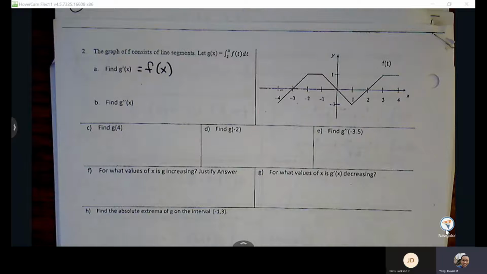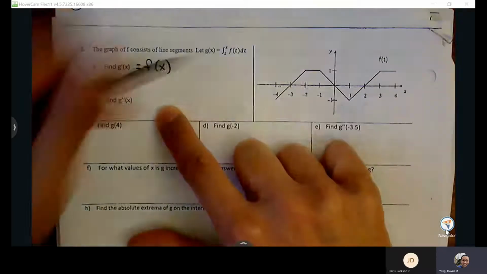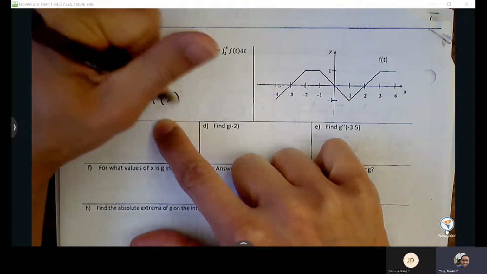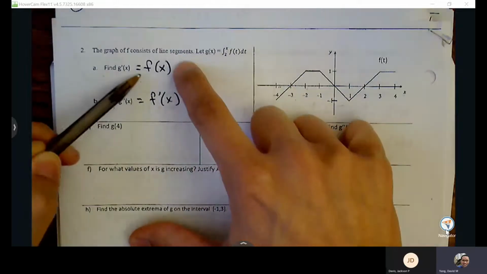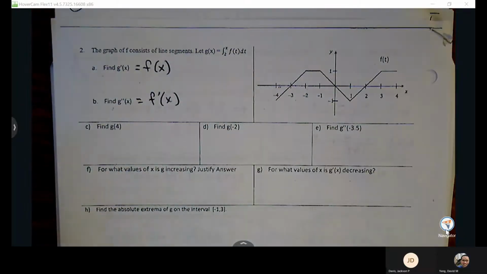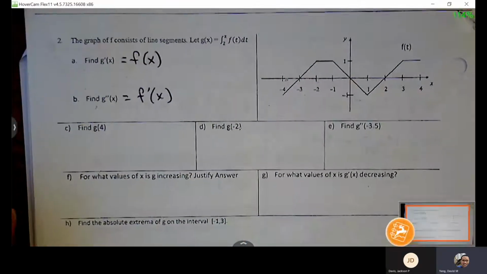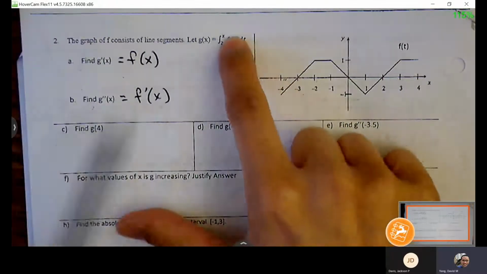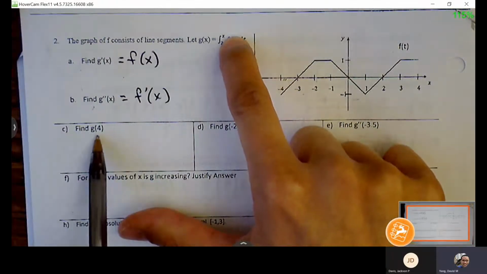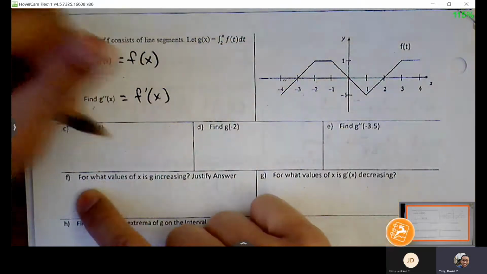Okay, to find g double prime, g double prime is just going to be f prime, right? If I'm taking a derivative on this side, I can also take a derivative on this side. So if I want to find g of 4, I'm just going to follow whatever that rule says. So g of 4 just means I'm going to put x = 4 where x was, and then we can take a step back and decide how that's going to help us.